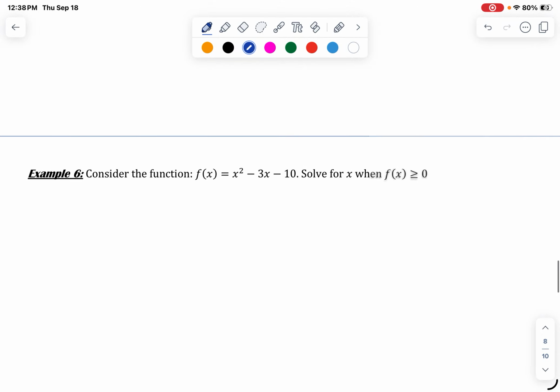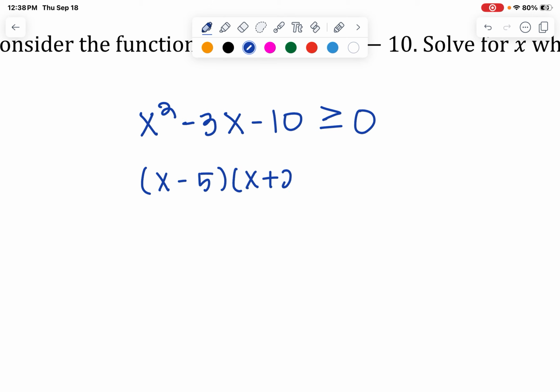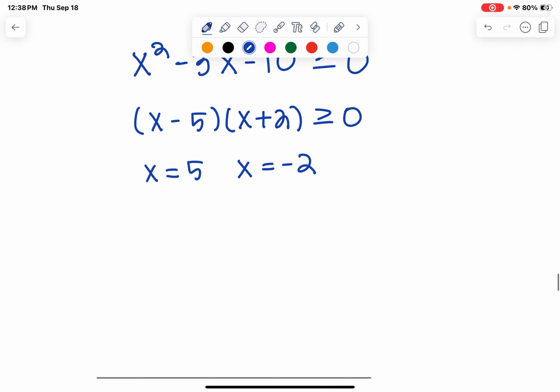All right, so the next problem is using this same idea but in words. So you just have to make sure that you can write the inequality. So this says consider this function, solve for x when the function is greater than or equal to 0. So let's make the function x squared minus 3x minus 10 greater than or equal to 0. All right, same idea now. Factor it. x minus 5 times x plus 2 greater than or equal to 0. x equals 5. x equals negative 2.